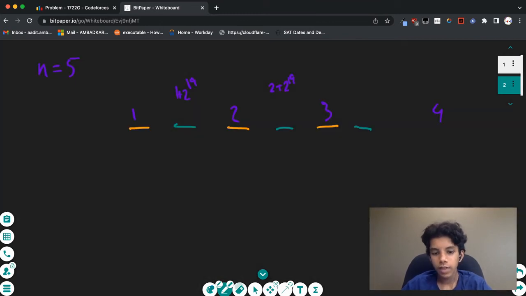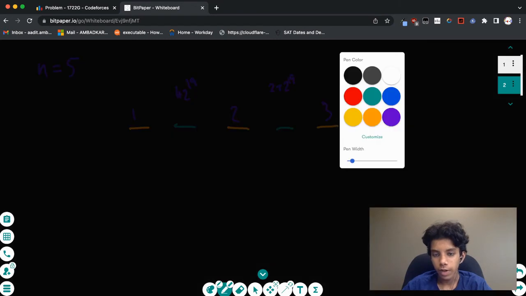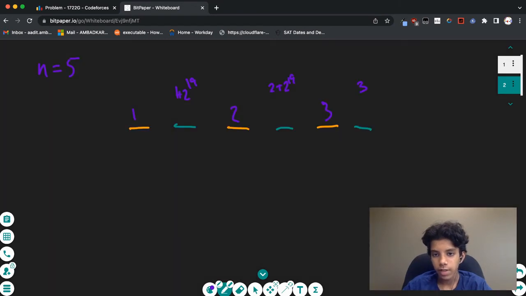What we would end up having is 3 plus 2 to the power of 19. But now we have a 19-bit on 1, 2, and 3, and this is just like technically 2 to the power of 19 XOR 2 to the power of 19 XOR 2 to the power of 19, is going to equal 2 to the power of 19. That's a problem. We don't want that. So what are we going to do? We're going to figure out how we can avoid this.